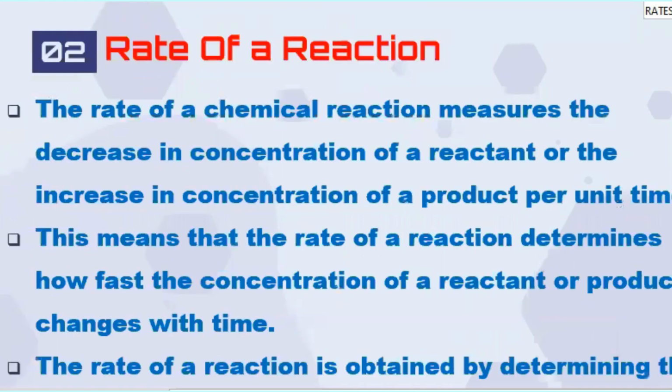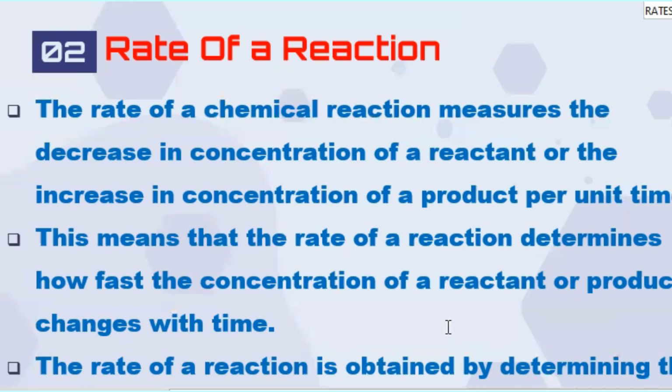What is rate of a reaction? The rate of a chemical reaction measures the decrease in the concentration of a reactant or the increase in the concentration of a product per unit time. During a chemical reaction, the concentration of the reactant becomes what? Decreased, because reactants disappeared, were consumed and used up during the chemical reaction. But products are what? Appeared, produced, or formed. This means that the rate of a reaction determines how fast the concentration of a reactant or a product changes with time.